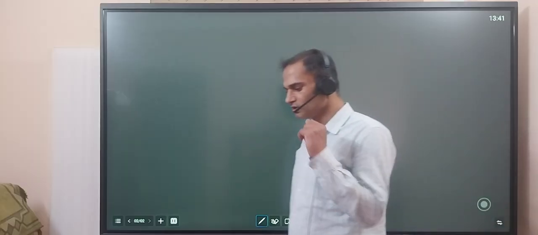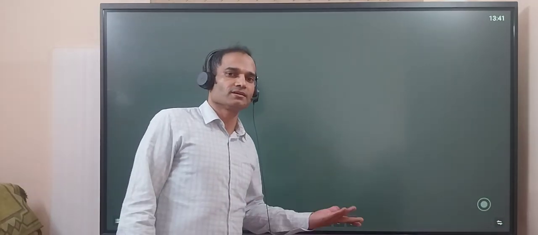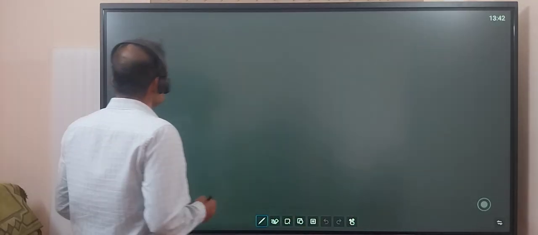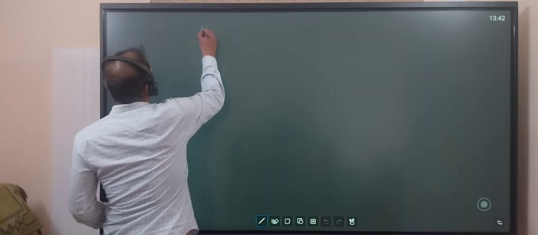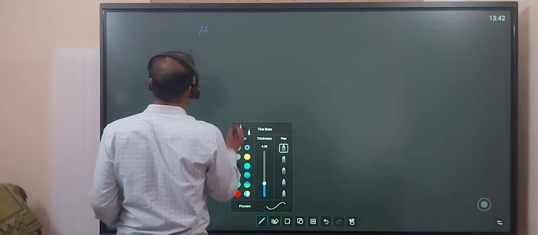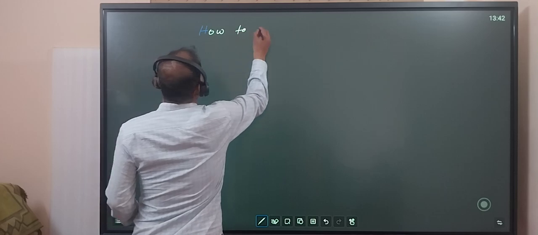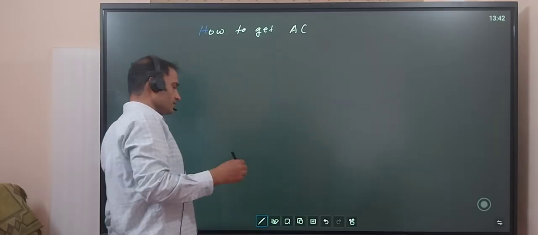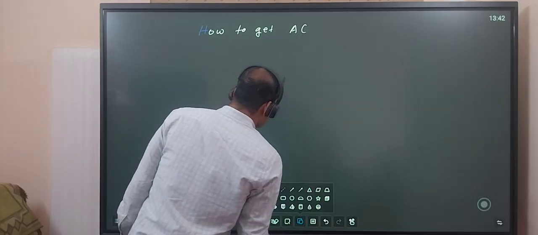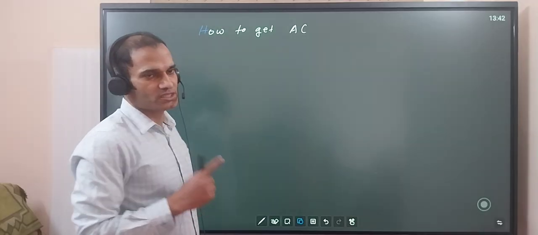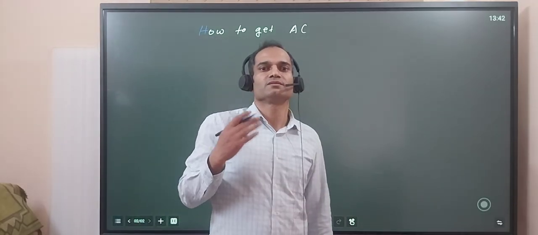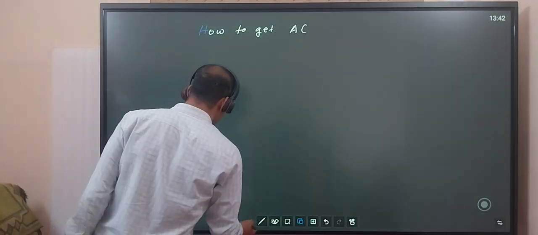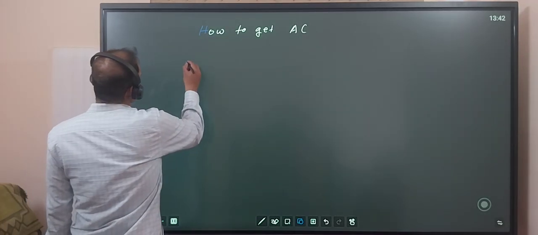Sinusoidal waveform. The question is, how can we get a sinusoidal waveform? How to get alternating current. This example comes from the previous chapter, electromagnetic induction. What we learned in electromagnetic induction, we had a loop, right?